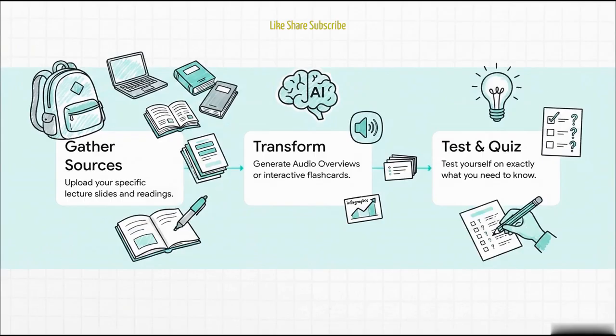It's a simple loop. First, you gather your course sources. So instead of opening a blank chat, you create a notebook and upload your specific lecture slides, readings, and textbooks. Second, you transform it. The AI takes your material and turns it into outputs like audio overviews, flashcards, or infographics. And third, you test and quiz yourself on that specific material. It just maps perfectly onto a student's natural workflow.